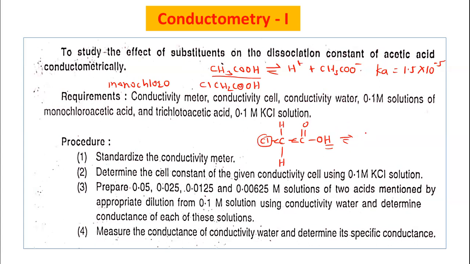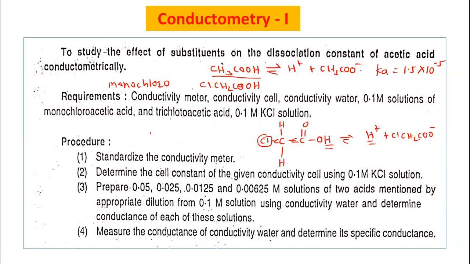So on dissociation, it will give H plus ion and monochloroacetate ion. In this case, dissociation is quite faster as compared to acetic acid, because due to the electron withdrawing nature of chlorine, the hydrogen gets released easily, and dissociation of monochloroacetic acid takes place more easily as compared to acetic acid.